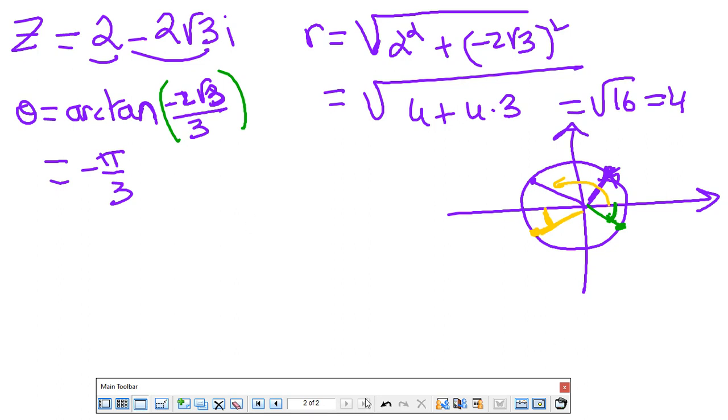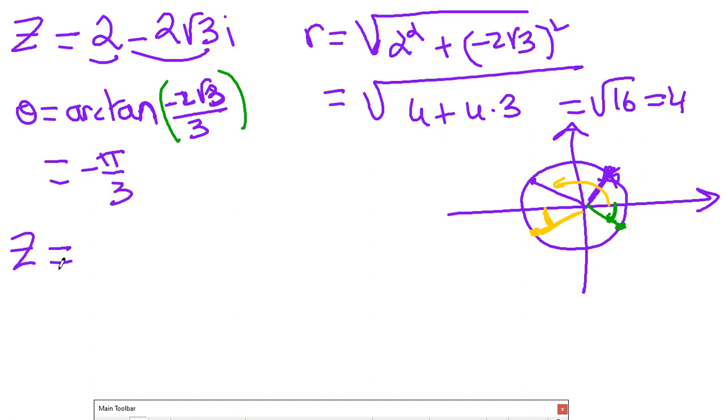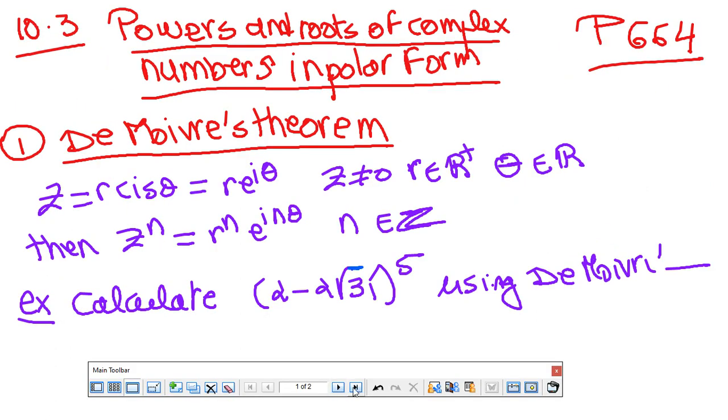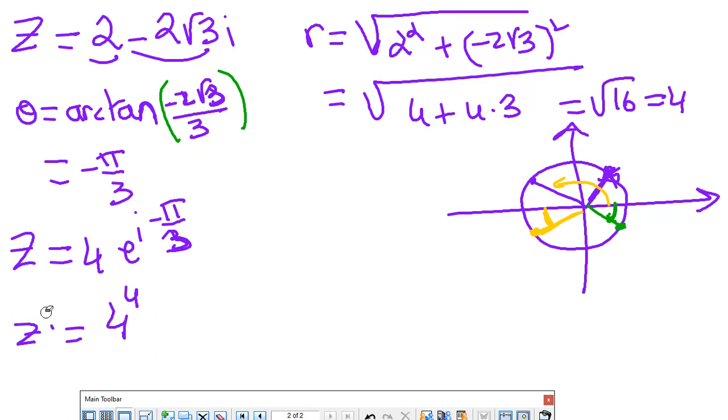So I will take this answer for this angle here. Now I can write z in the polar form: 4 e^(i minus pi over 3). And now if I want to find z^4, it's very simple. The question is z^4 or z^5? Okay, it's z^5, I'm sorry, guys. Let me just fix it. So if I want to find z^5, it's 4 exponent 5 e^(i minus 5 pi over 3). And this is the formula, this is the rule.